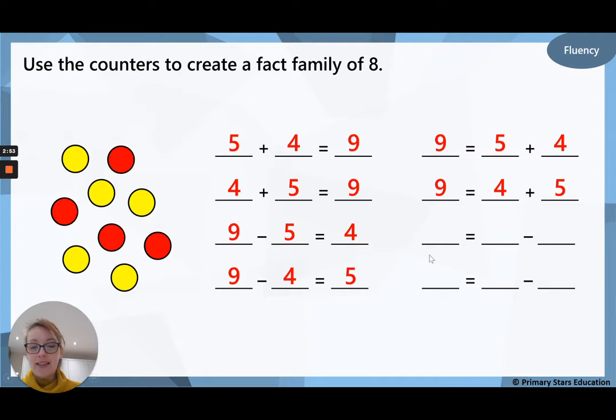Then again, exactly the same with our subtraction number sentences. This time, 9 take away 5 is equal to 4, so we can start with our 4, so 4 is equal to 9 take away 5. So we've just swapped how we're writing those number sentences around. And at the bottom then, so instead of 9 take away 4 is equal to 5, we can say that 5 is equal to 9 take away 4. Okay, let's try another one then.